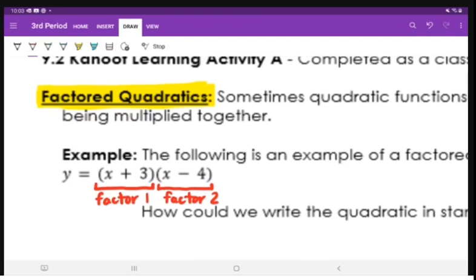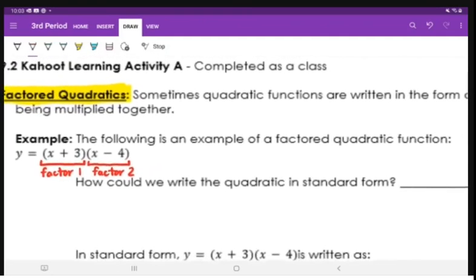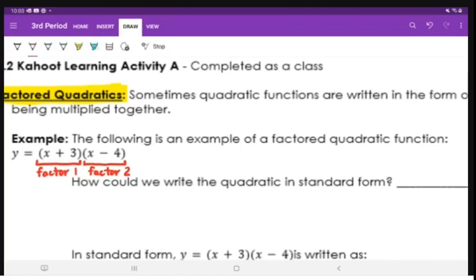How do I even know that this is a quadratic? We made a big deal about this last week. Quadratics always have an x squared in them. But do you see an x squared in this? No. So how do we know this is a quadratic? Well, one of the things we just mentioned is that these two factors are multiplied together, x plus 3 times x minus 4. These two things are being multiplied.